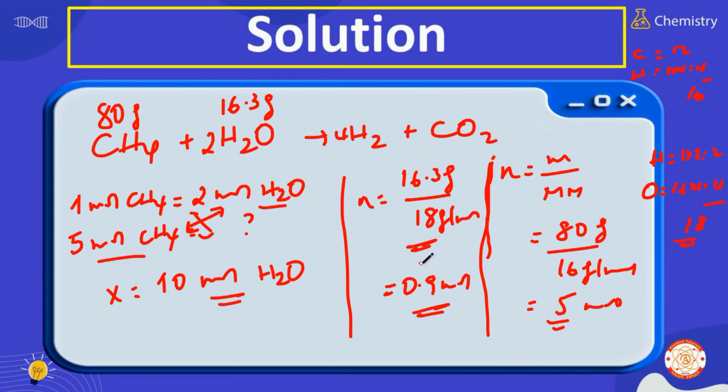So the amount of water that we have is 0.9, which is way less than 10 moles of water. And that makes it the limiting reactant.